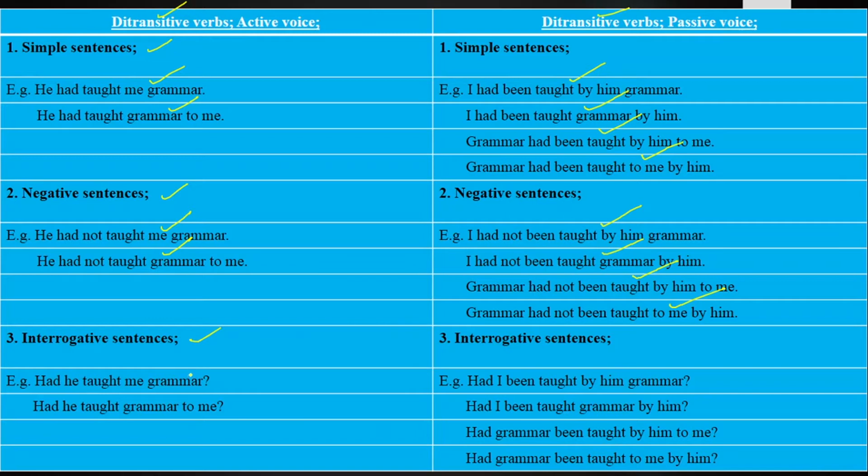Interrogative sentences, we have those sentences in which we ask questions, put queries. Had he taught me grammar? Had he taught grammar to me? Had I been taught by him grammar? Had I been taught grammar by him? Had grammar been taught by him to me? Had grammar been taught to me by him?